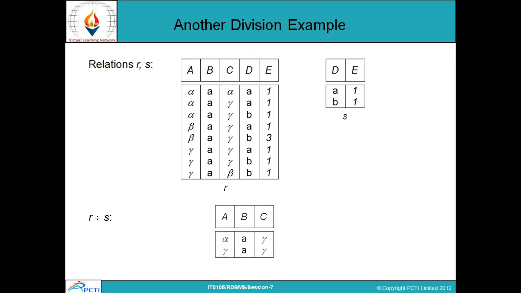Next is one more example, with relations R and S, where S contains A and B, and E has the value 1. Correspondingly, it takes out the division over this column: the alpha value, where all A have the value 1, and the gamma value, where all have the value of A as well as 1 of E. That's it, it extracts the result of this division.